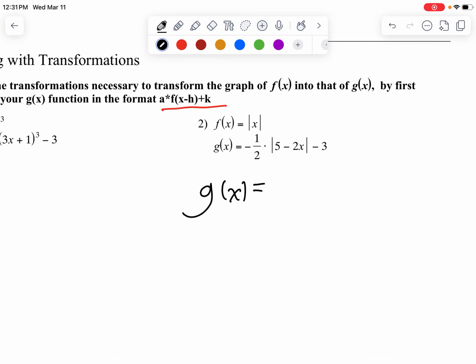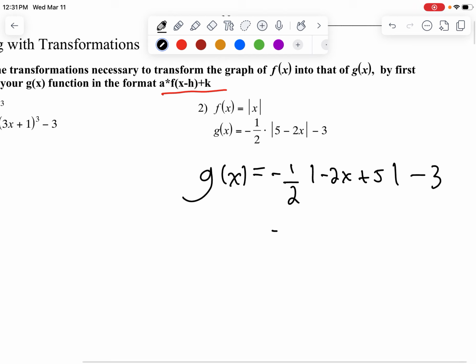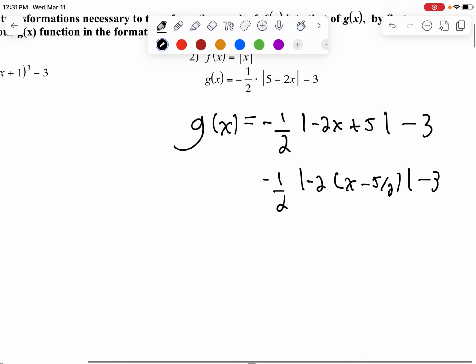So let me start by taking what I have inside the absolute value and rewrite it as minus 2x plus 5. Next thing I'm going to do is factor the negative 2 out of there. So it's x minus 5 halves. So what we want is the coefficient of x to be 1, in so many words.